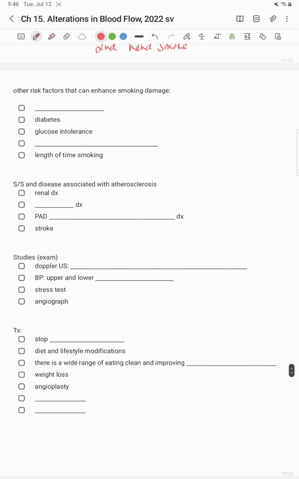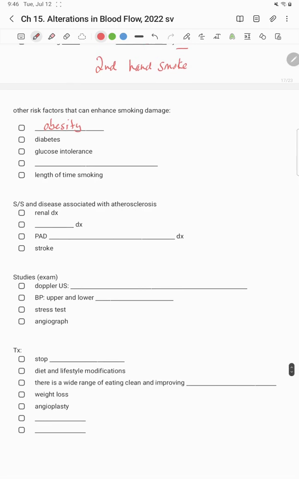Okay, other risk factors that can enhance smoking damage. In other words, things that are not helpful would be obesity, diabetes, glucose intolerance, the number of cigarettes per day. Obviously there's a difference between a person having 1 cigarette a day and 2 packs a day. And the length of time smoking. Have they been smoking for 1 year, for 10 years, for 40 years?